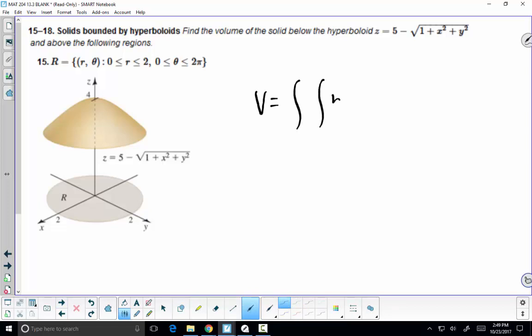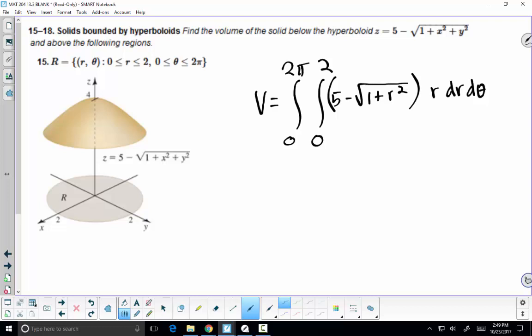Convert to polar, so we have 5 minus the square root of 1 plus r squared, and then r dr d theta. R is going to go from 0 to 2, theta 0 to 2 pi. So that's it. That's the volume. That's the volume on that disk below that surface.